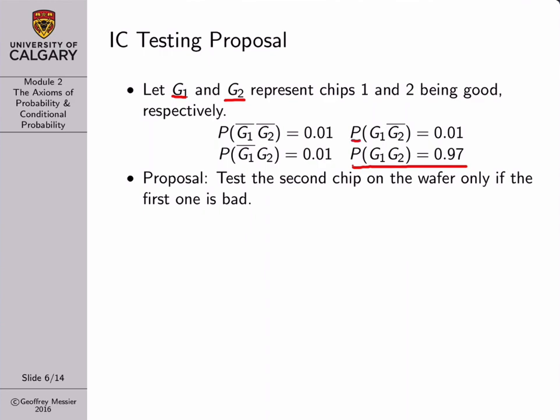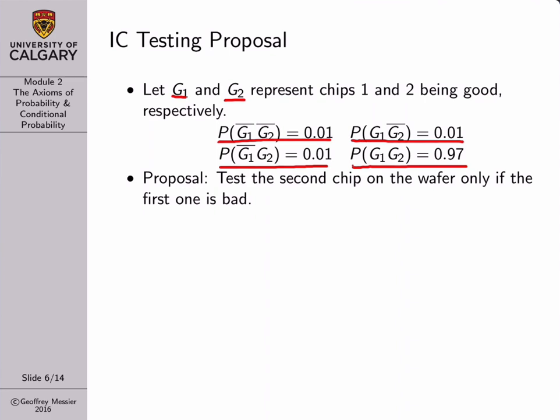1% of the time, the first chip is okay and the second chip is bad. 1% of the time, the first chip is bad and the second chip is okay. And 1% of the time, both chips are bad. Note that what we've got here is a universal set, right? So we've represented all possible outcomes of these two chips being good or bad.